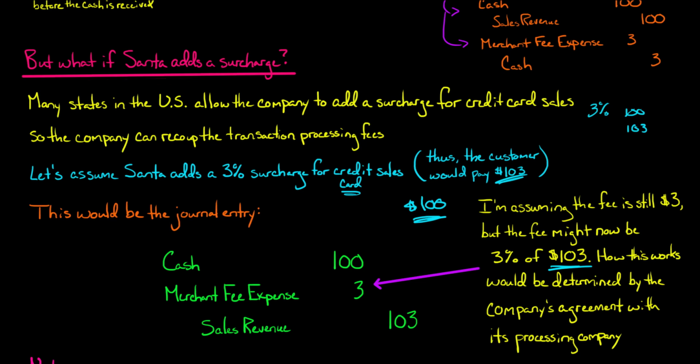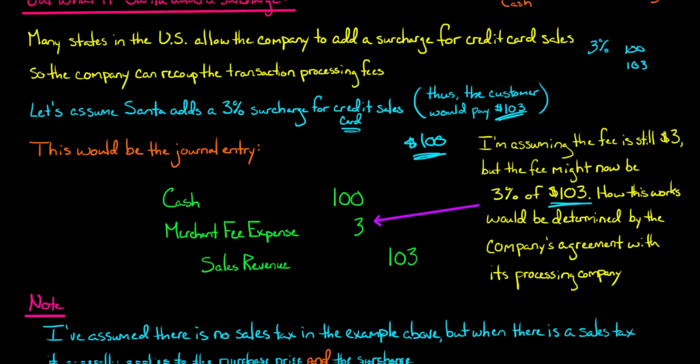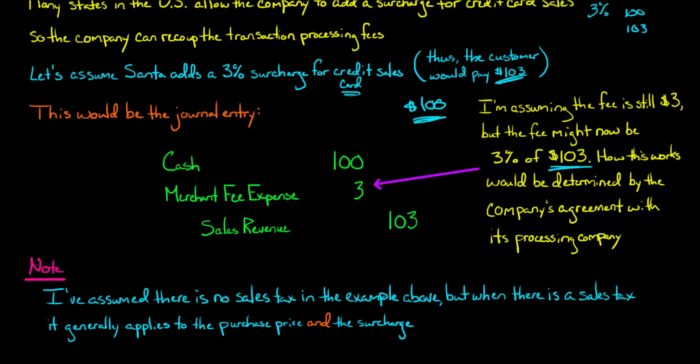But now Santa's going to record $103 of sales revenue, because that's what they're actually charging the customer. They're charging them $3 extra to account for the $3 expense that they're going to incur, so that basically this expense has no effect on Santa's profit. And then Santa's going to debit cash for $100.